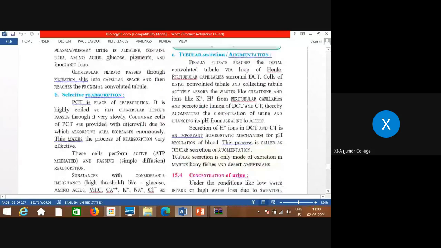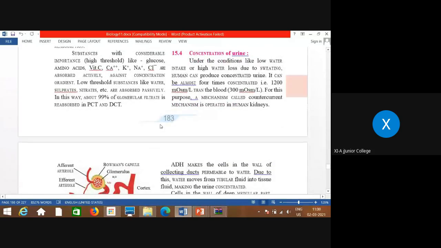Okay, now we'll come to the next part, that is the concentration of urine. Now, I have already told you, but I will read some part and then I will explain the remaining part. Under conditions like water deficiency or high water loss due to sweating, humans can produce concentrated urine, and it can be almost 4 times concentrated, that is 1200 osmoles per liter, than blood, which is 300 osmoles per liter. Osmolarity we studied that day, that is nothing but the solute concentration.